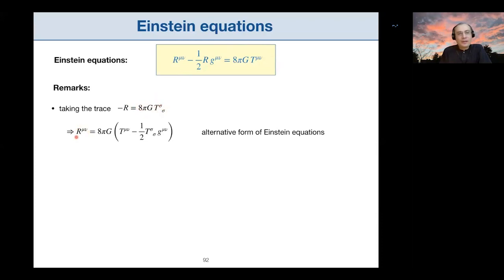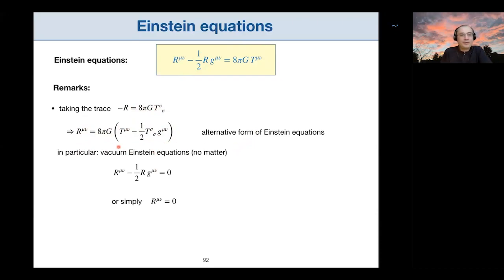Now we can take this R term and move it to the other side and substitute R with T. And we get a slightly different form of the Einstein equations, but equally valid, that the Ricci tensor is equal to 8 pi G times T mu nu minus half the trace of T times g mu nu. And that's just an alternative form of the Einstein equations people sometimes use.